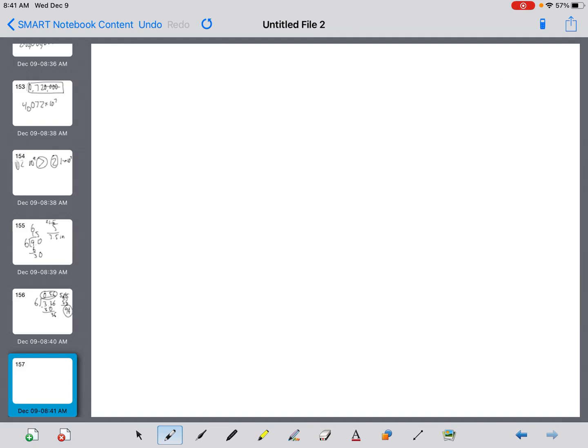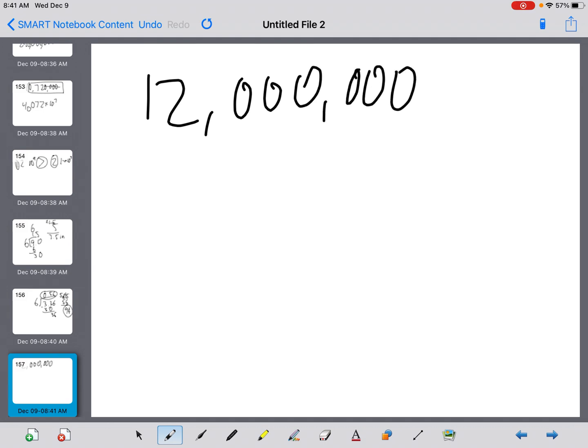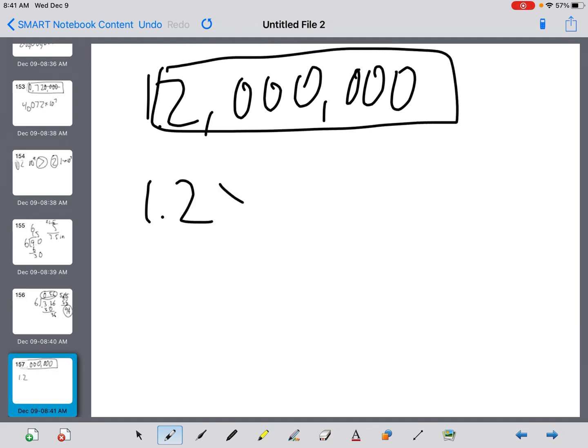Number 6, it says write 12 million in scientific notation. Well, guys, we know that a million has 6 zeros. So to write it in scientific notation, my decimal point has to go there. So I have 1.2. Now, how many numbers are that? 6, that's 7. So it's 1.2 times 10 to the 7th.